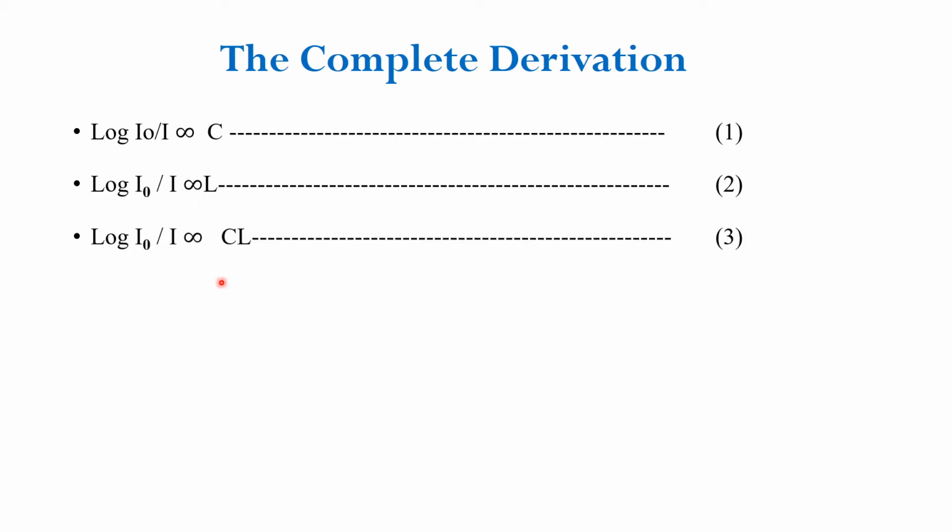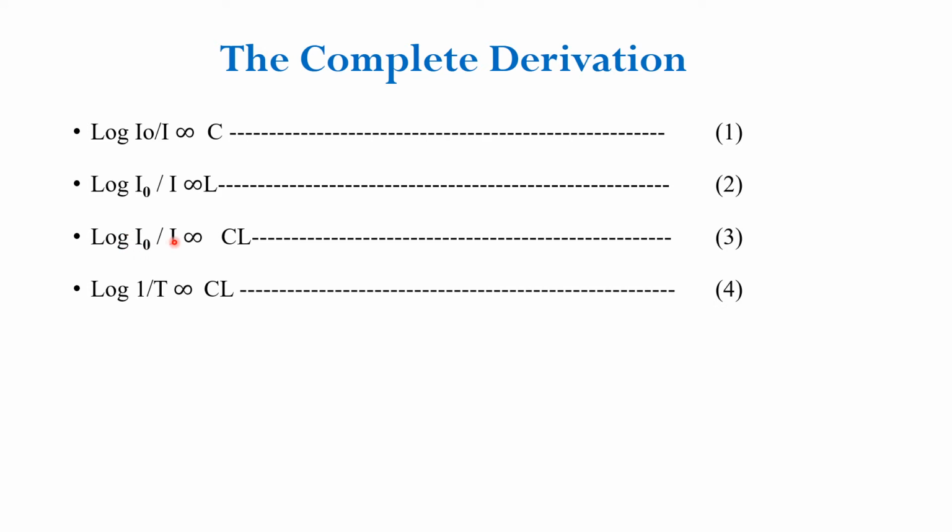Now when we combine these two, we can say that log of I0 by I is directly proportional to C and L. That is equation 3. Now whenever we have to prove these laws, that is Beer's law and Lambert's law, suppose we are proving Beer's law today, then the Lambert's law will be constant, means the path length will be constant. And if we want to prove the Lambert's law, then the concentration of the substance, or the Beer's law, will be constant. As both the factors are present together, one of them has to be constant in order to prove the second one.